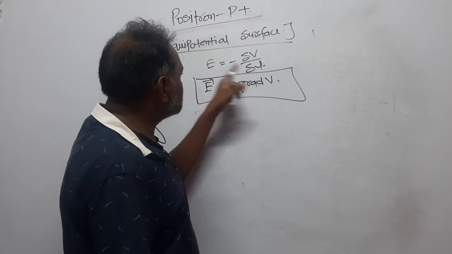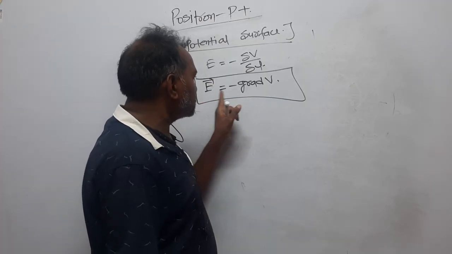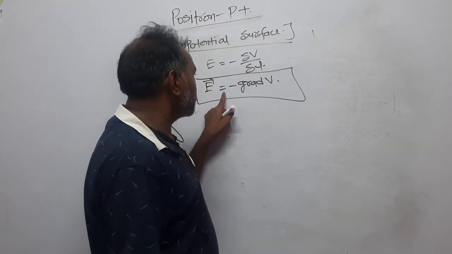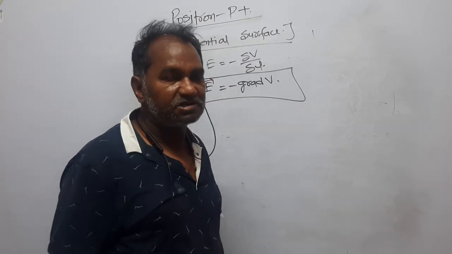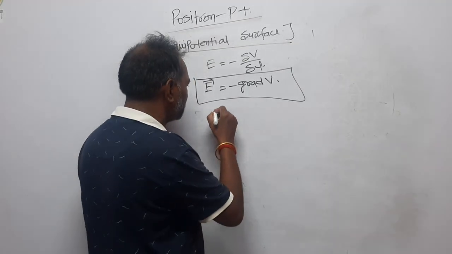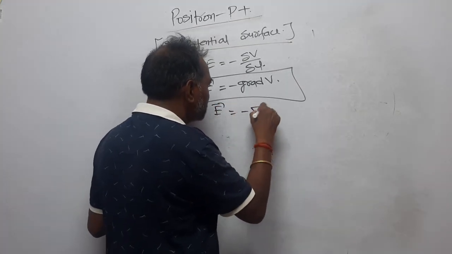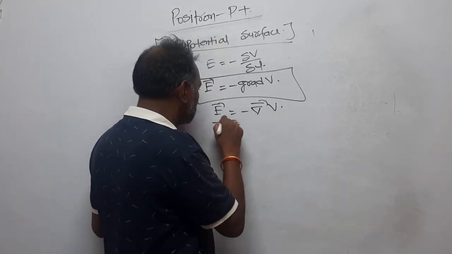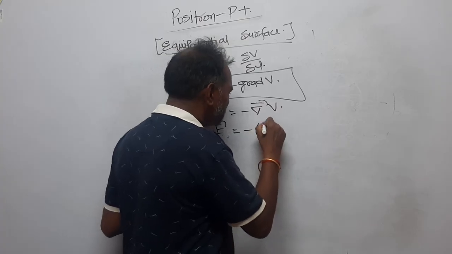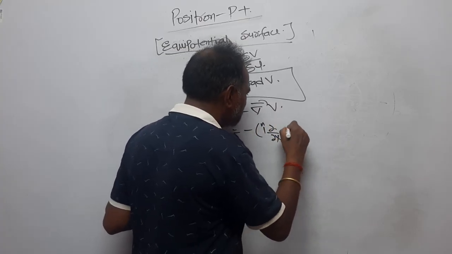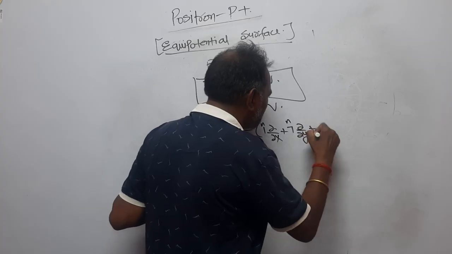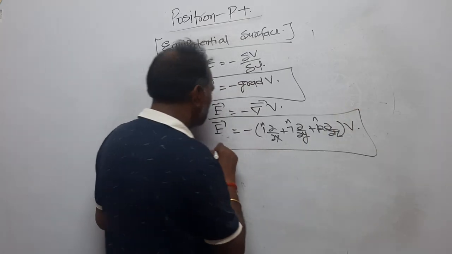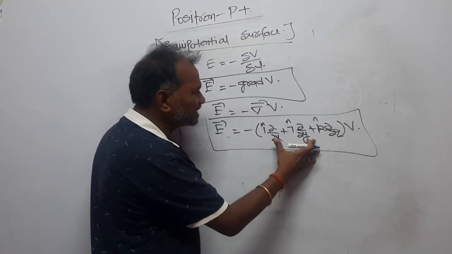Now, dear student, this E is equal to minus del V upon del L can also be written as E is equal to minus grad V. It means electric field can be represented as a negative gradient of potential. Gradient is a similar operator. You can write E is equal to minus del V, right? Sometimes this is going to be useful for you. Or E is equal to minus del, which is i cap del by del x plus j cap del by del y plus k cap del by del z, acting on V. And now you can operate over this. This is a gradient operator.